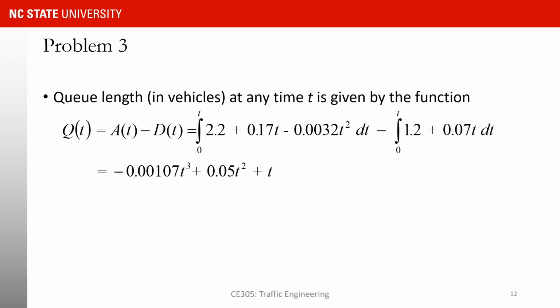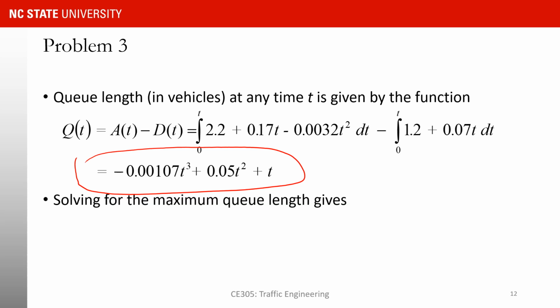So if you want to find queue lengths, if you know the cumulative arrival and cumulative departure, you subtract departure from arrival, and you get the queue length. So we will do that. The queue length is going to be given by this term here, negative 0.00107 t cubed plus 0.05 t squared plus t.